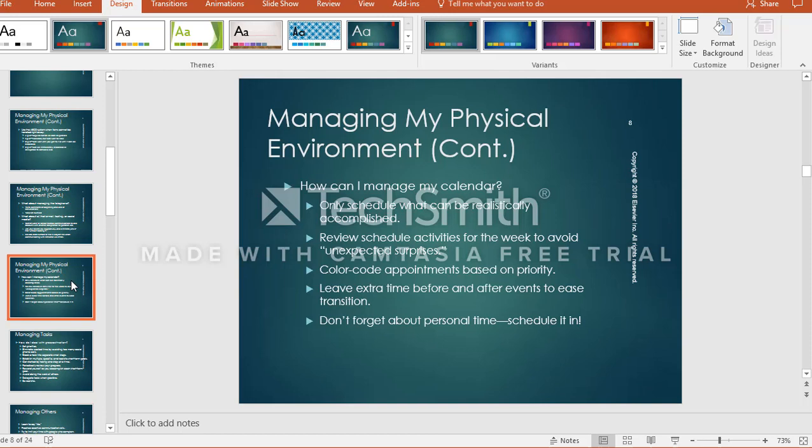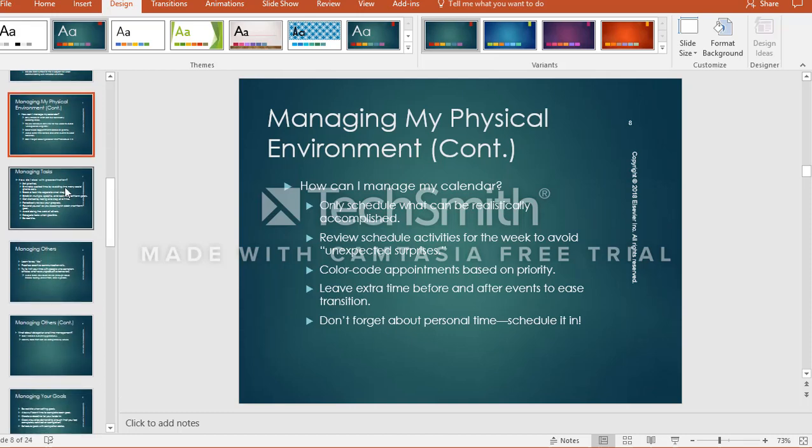Okay. So managing your physical environment. How to manage my calendar. Only schedule what's realistic. You can't take on too many tasks in one day. You're going to miss something. So review your schedule. Expect unexpected surprises, but try to avoid them, but you're going to have them. Color code appointments. Leave extra time. And don't forget about personal time. It's very, very important, because if all you do is nurse and manage, you're going to lead to burnout.